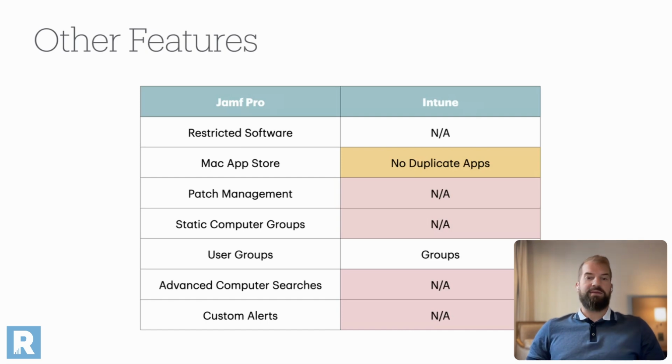You can't do advanced computer searches like you can in Jamf Pro, and you can't do custom alerts. Really, you can't do any type of reporting inside of Intune. So that is, in a nutshell, the difference between Jamf Pro and Intune when it comes to feature set.